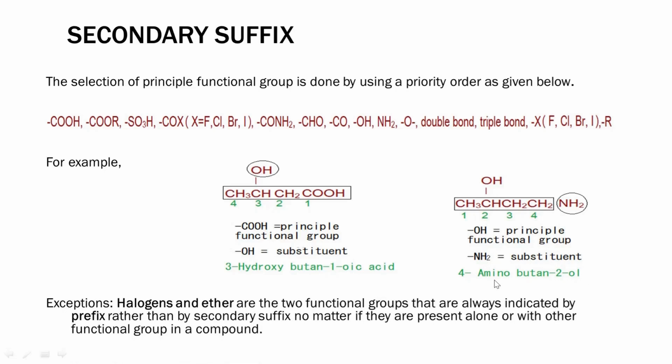However, there are some exceptions. Two functional groups, halogen and ether, are the two functional groups that are always indicated by prefix rather than by secondary suffix, no matter if they are present alone or with other functional groups in a compound. Halogen includes fluorine, chlorine, bromine, iodine, and the other functional group is ether. All right, this is oxygen in between two carbons. That is called ether. So these functional groups are always considered as prefix. They do not have a secondary suffix.